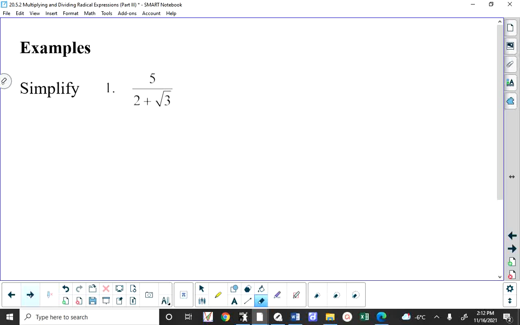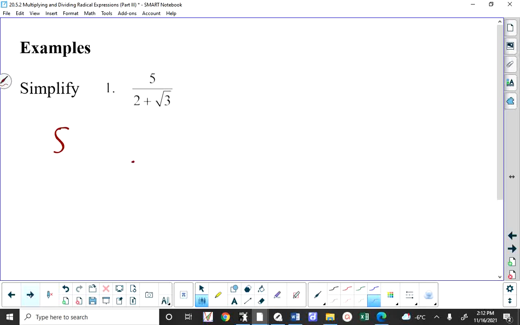Can we simplify root 3? Well, no. Root 3 is root 3. You can't break it down any further. Do I have a common factor on the top or the bottom that I can divide? No. So all that's left is to rationalize this denominator.